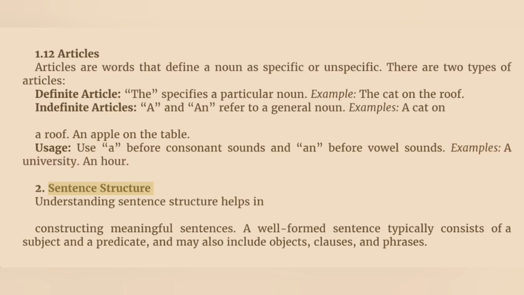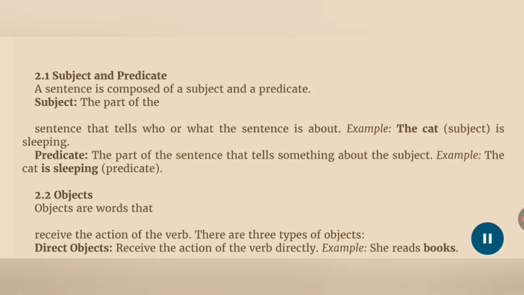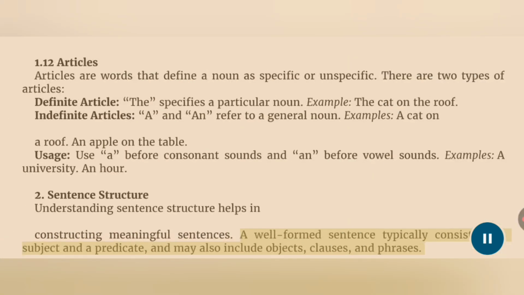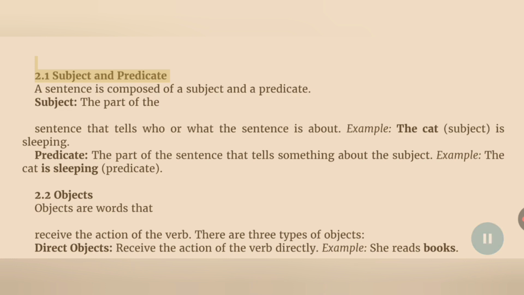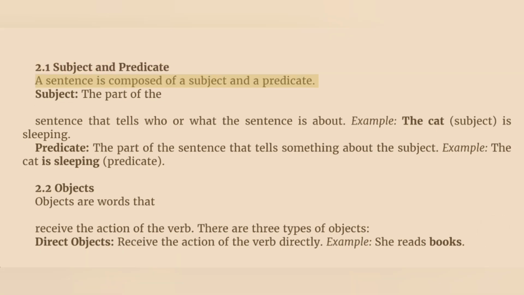2. Sentence structure. Understanding sentence structure helps in constructing meaningful sentences. A well-formed sentence typically consists of a subject and a predicate, and may also include objects, clauses, and phrases. 2.1 Subject and predicate. A sentence is composed of a subject and a predicate. Subject: the part of the sentence that tells who or what the sentence is about.